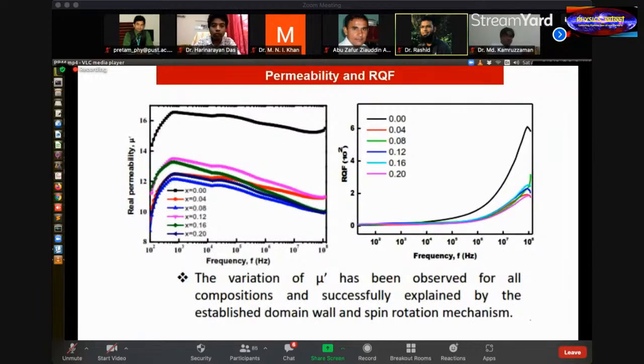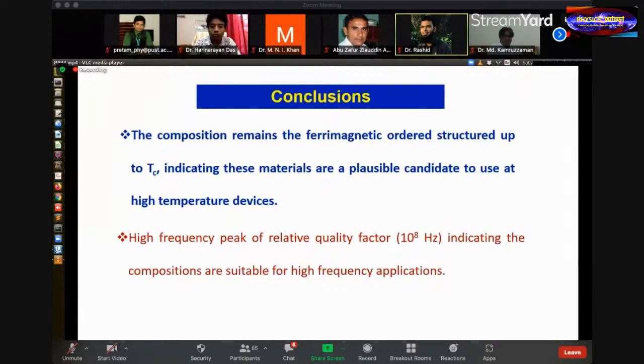Permeability increases with frequency up to a certain frequency, then it decreases to 120 megahertz, which was successfully explained by domain and spin rotation mechanism. The negative quality factor is maximum for x equal to 0 and does not show a complete peak because the frequency is out of our instrument range. The compositions remain negative up to the Curie temperature, indicating the samples can be used in high temperature devices. The high frequency peak of the relative quality factor indicates the compositions are suitable for high frequency applications.